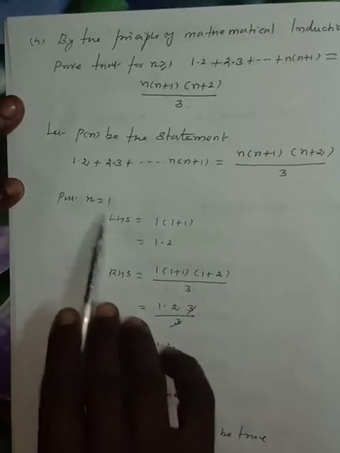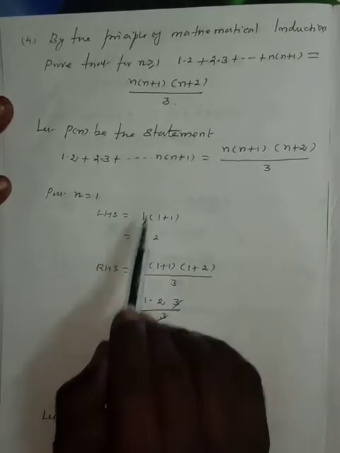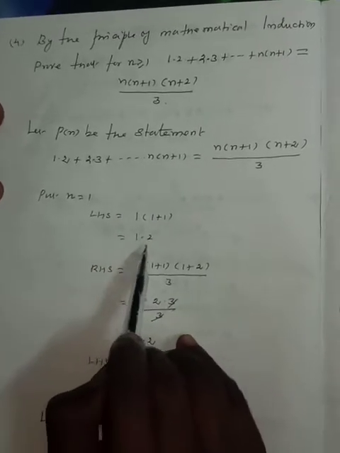Put n is equal to 1. In LHS we have n into (n+1) is given. Therefore apply n is equal to 1: 1 into (1+1) is equal to 1.2.